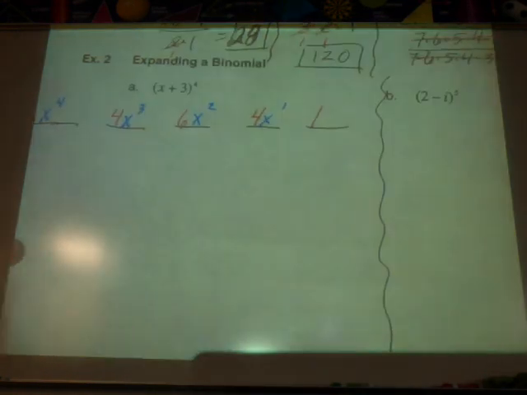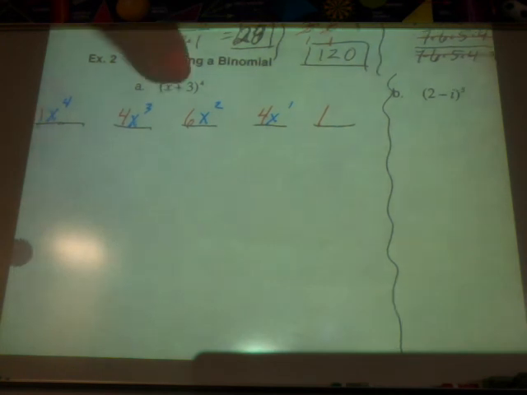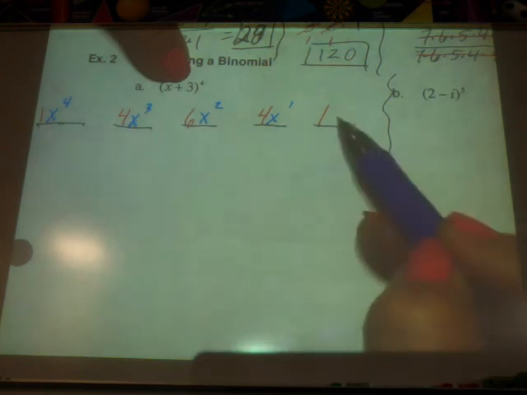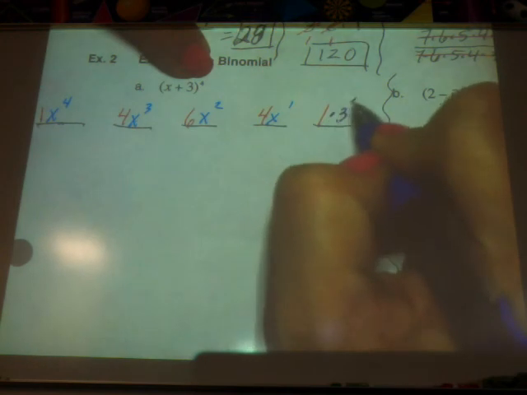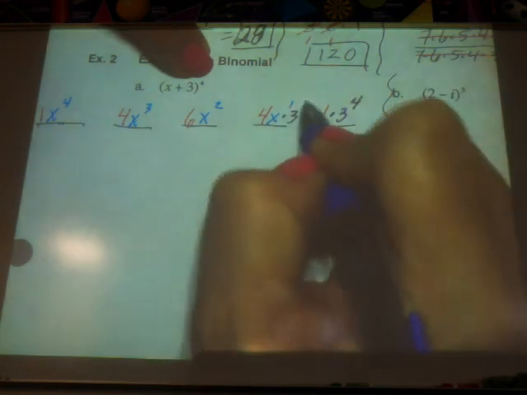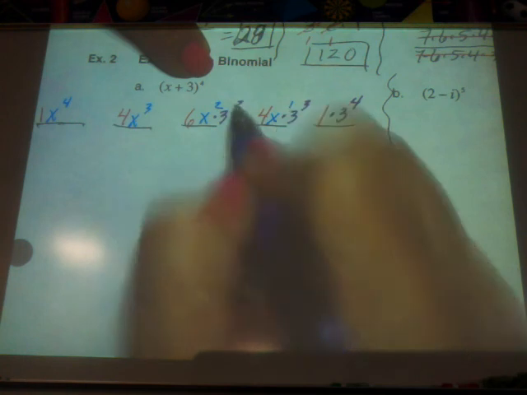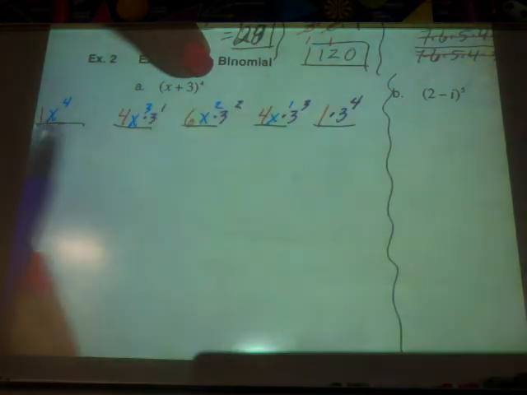Now this one is different than the one above in example 1, because this is not a variable, it's a number, isn't it? You still do the same thing. I'm going to start here at the far end, and take the 3 to the 4th power. So this becomes 3 to the 4th, go backwards, 3 to the 3rd, 3 to the 2nd, 3 to the 1st, and this would be 3 to the 0.